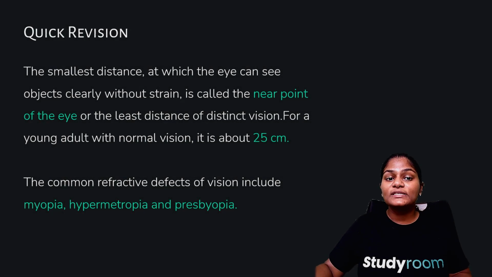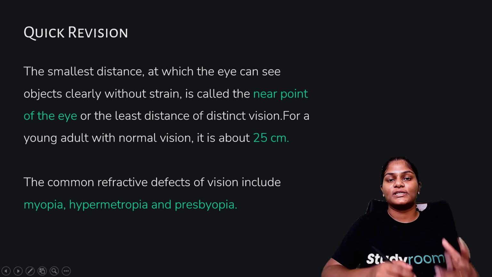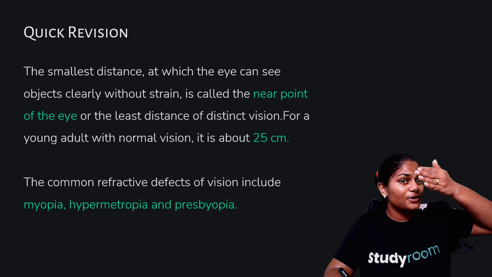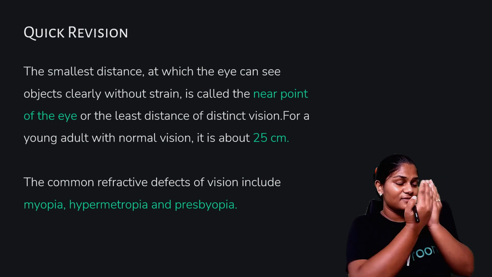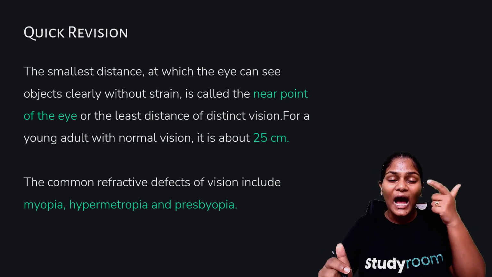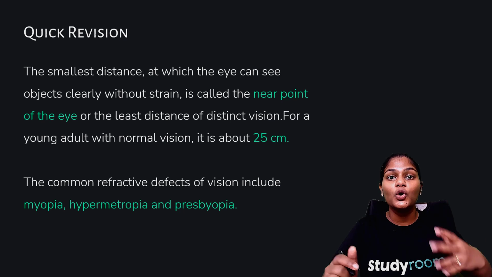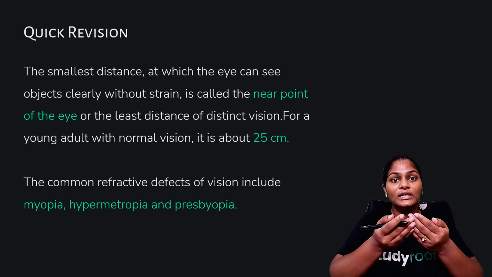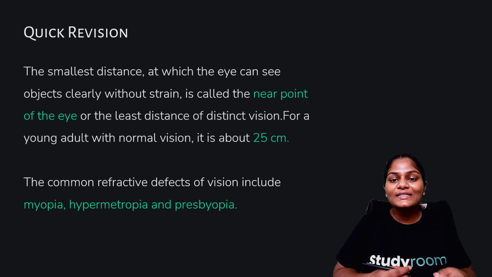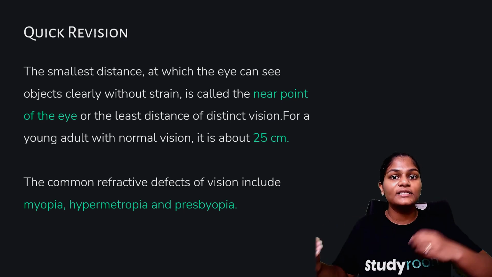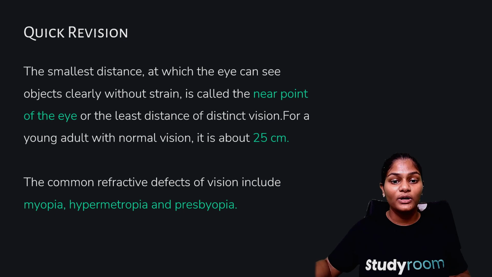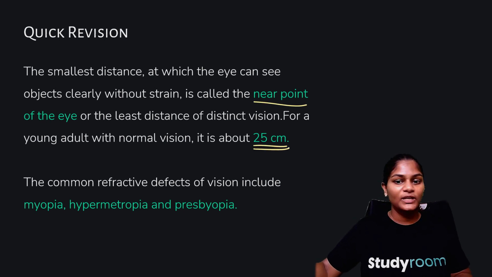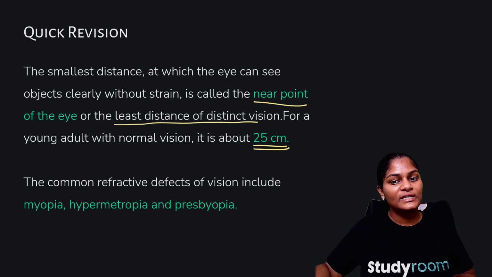Now, the smallest distance at which the eyes can see objects clearly. I told you that there is a comfortable distance. Like if you keep things very near to your eye, if you try to read a book very close to your eye, it would give you some eye strain and a headache. So, the comfortable distance at which objects are supposed to be kept nearer to your eye is the least distance of distinct vision or the near point. And that is 25 centimeters for the eye, which is called the near point of the eye, or least distance of distinct vision.